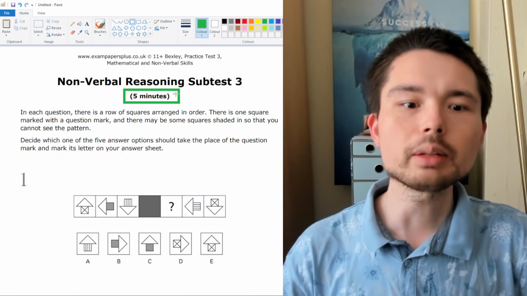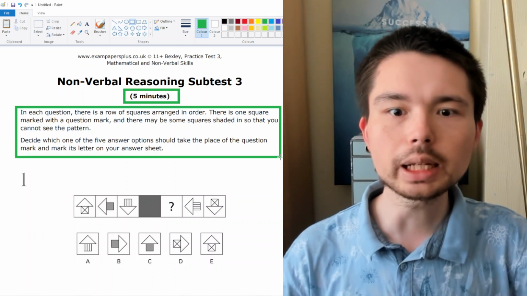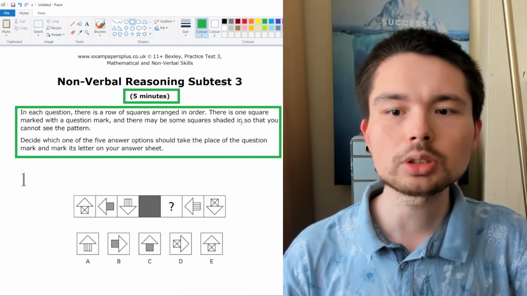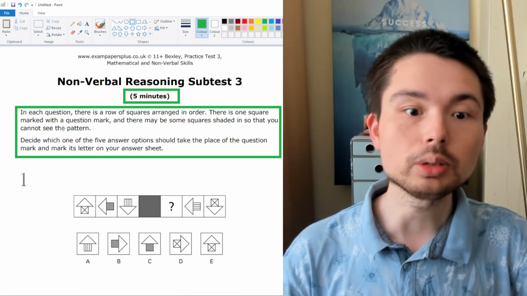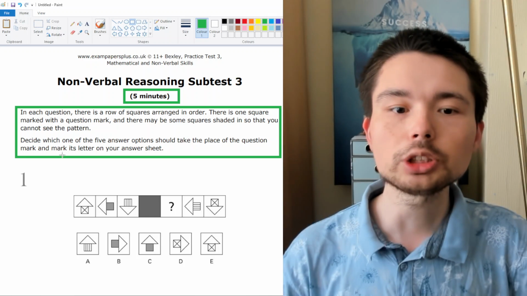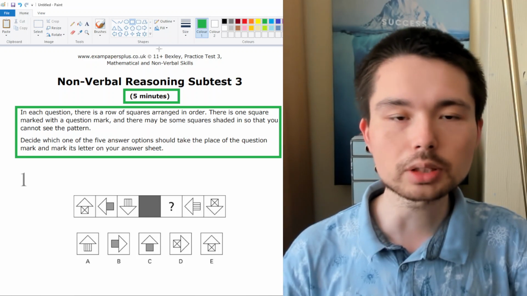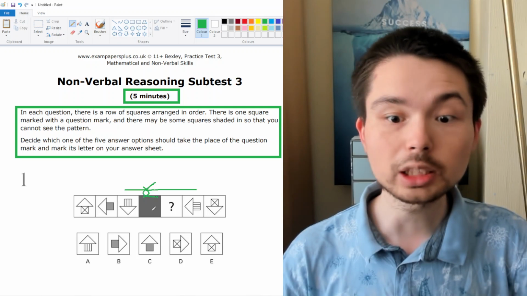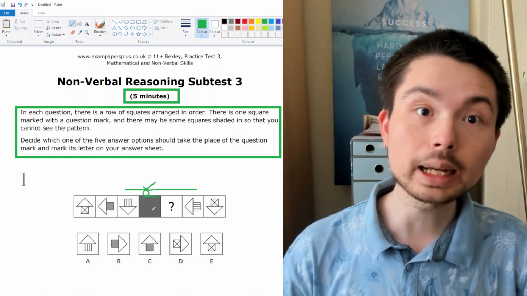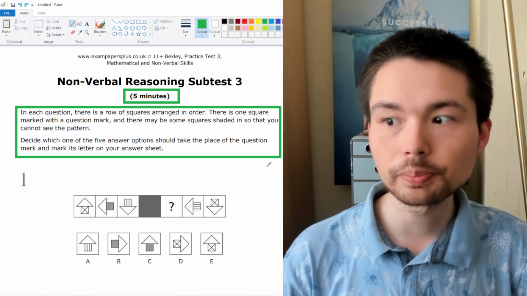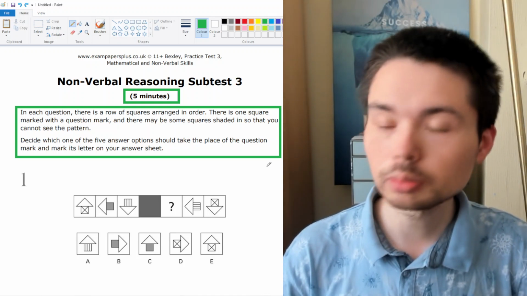Here we go. 5 minutes for 10 questions. In each question, there's a row of squares arranged in order. There's one square marked with a question mark, and there may be some squares shaded so that you cannot see the pattern. Decide which of the 5 options should take the place of the question mark and mark its letter on the sheet. Fascinating. Normally, these kind of questions is what's next. But actually, they're just saying there's a blank square. We work that out, but then we just keep going with that pattern. Very interesting question. I haven't seen this before. Good. I'm learning as well.